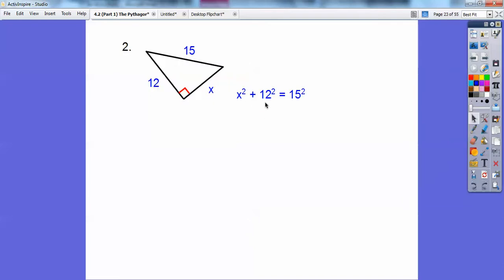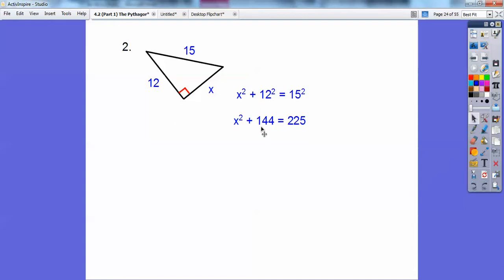All right, so we've got to square these now. 12 squared is 12 times 12, which is 144. 15 squared is 15 times 15, which is 225. Okay, big numbers, I know. And then now, what we're going to do is get this x squared all by itself.